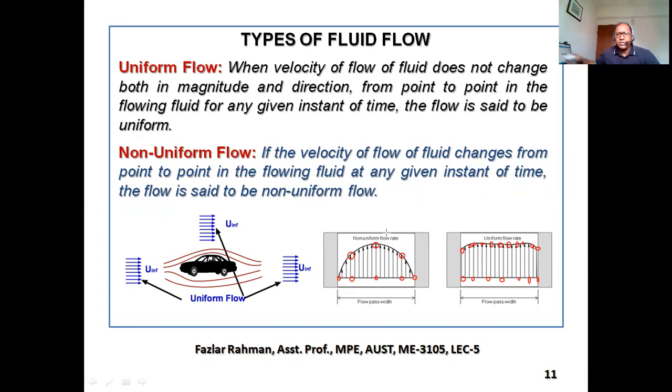If the velocity of the fluid changes from point to point, then we say the velocity of the flow field changes from point to point in the fluid at any given instant of time, then the flow is said to be non-uniform flow. Okay.